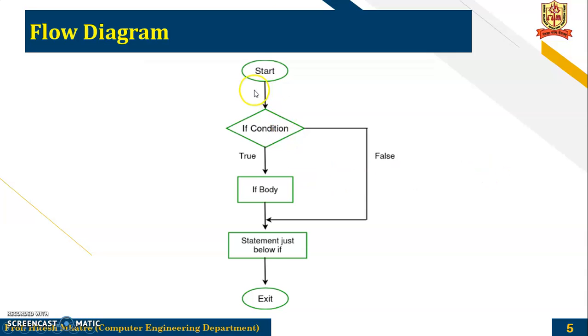A simple example is the flow diagram. Start, check the condition. If it is true, then this is the if body, which means if the condition is true, then this statement will be executed. If it is false, there are no statements to be executed, and then comes the remaining part of your program, and then the exit.